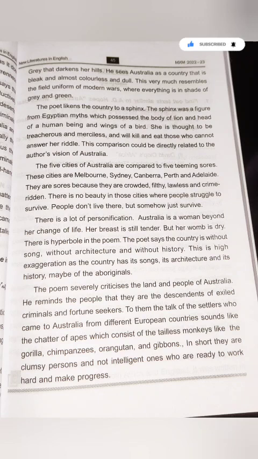The poet likens the country to a sphinx. The sphinx was a figure from myth which possessed the body of a lion, head of a human being and wings of a bird. She is thought to be treacherous and merciless and will kill and eat those who can't answer her riddle. This comparison could be directly related to the author's vision of Australia.